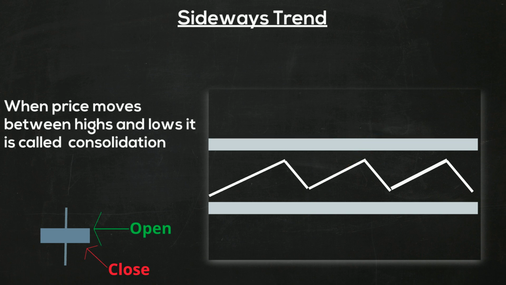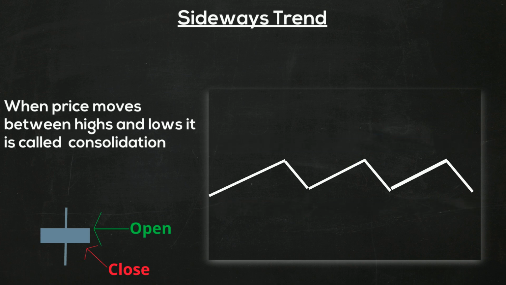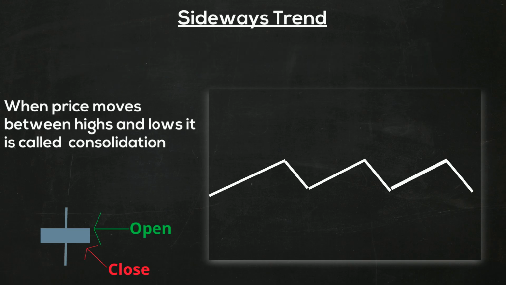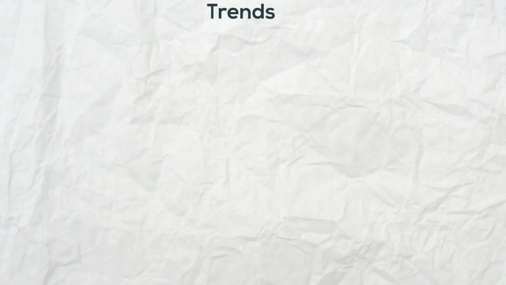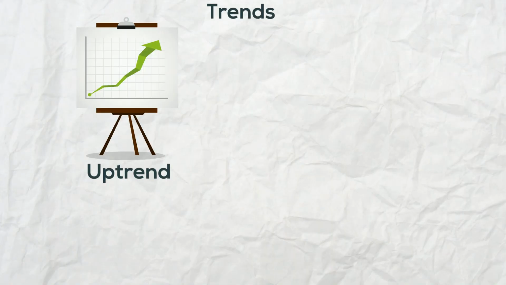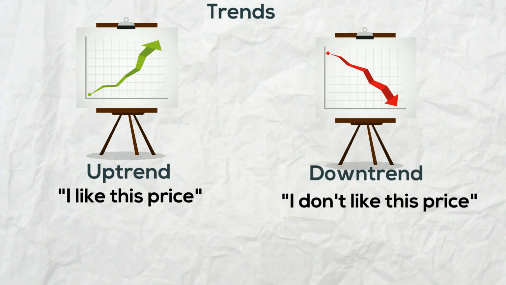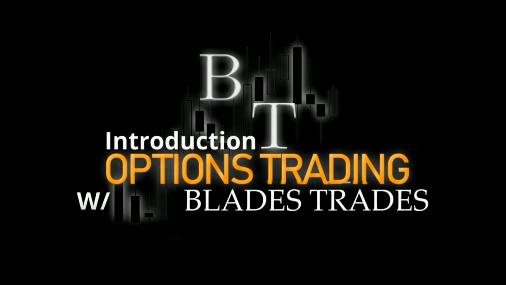To remember what a sideways trend means, think of it as people saying, I don't know when to buy. Later in this course, we will discuss a few good entry points to enter a position. To summarize, think of an uptrend as people saying, yes, I like this price, and a downtrend as, no, I don't like this price. In the next video, we will discuss more about how people feel about price movements.